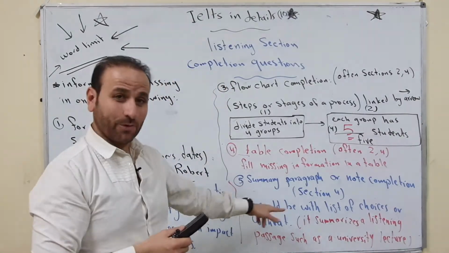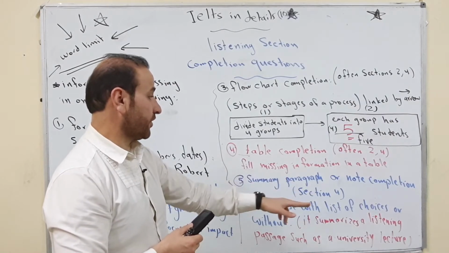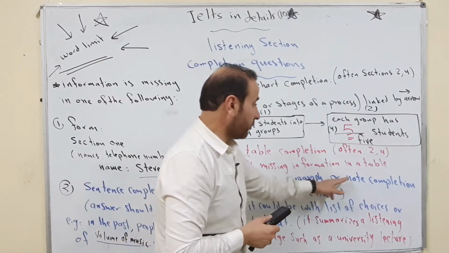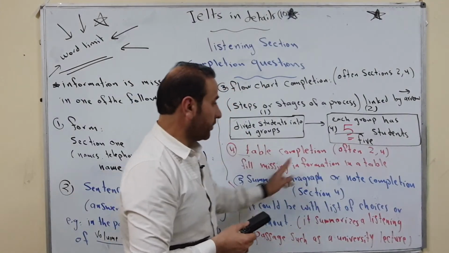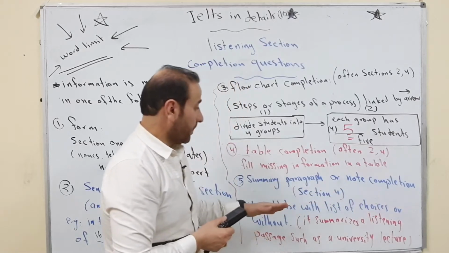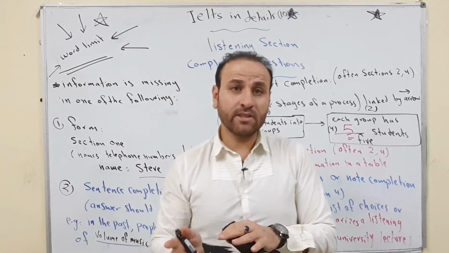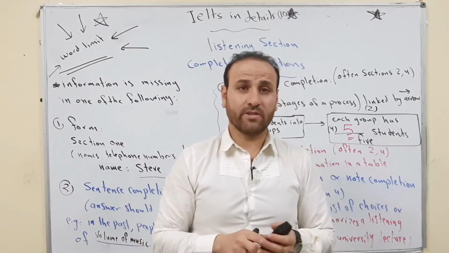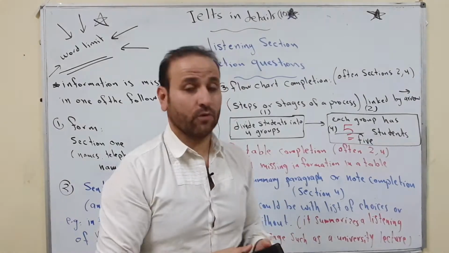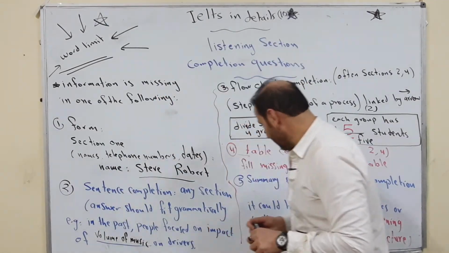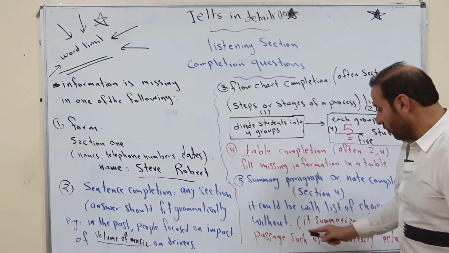Now in section 4, we have what we call summary paragraph or note completion. What I mean by this? Summary paragraph completion or summary note completion. So this usually comes in section 4. By the way, it can come with a list of choices or without a list of choices. I know it's difficult to have it without a list of choices.